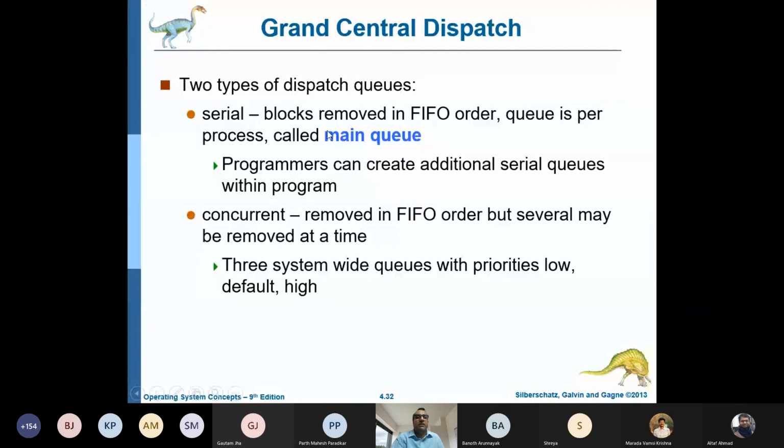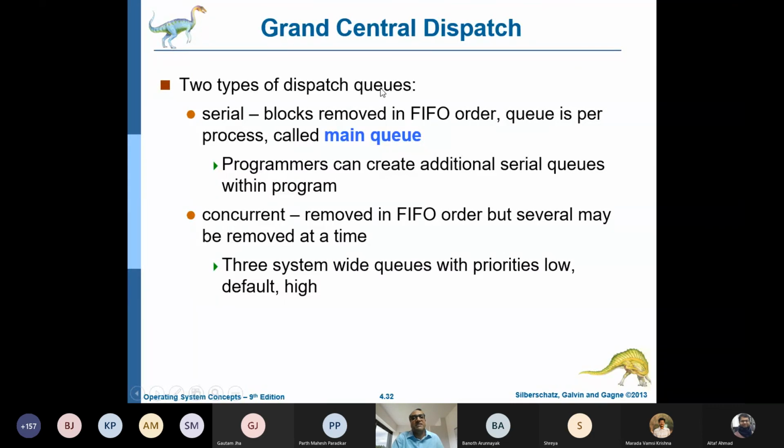In the case of a serial queue, the blocks are pushed into the serial queue, and a block is fetched from the serial queue in first come first served order. That entire block has to be executed, and only upon completion of that block will the next block be fetched from the serial queue. Whereas in the case of concurrent queues, the blocks are parallelizable, so we take multiple blocks at a time, and those blocks are scheduled to multiple cores and run in parallel. So you have these two types of dispatch queues.